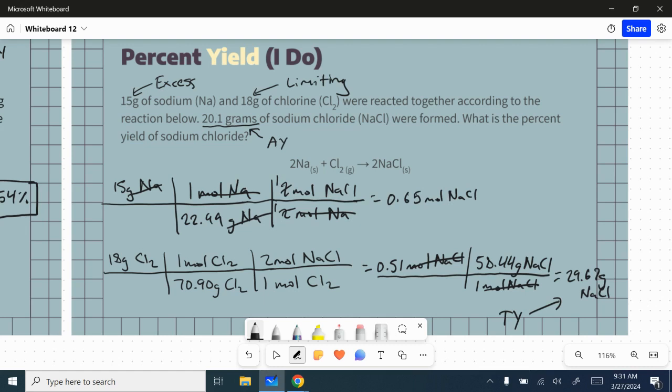So now I just need to plug these two numbers into my equation that I showed you before. Actual yield, 20.1 grams sodium chloride. That's from my problem. Theoretical yield, 29.67 grams sodium chloride, times 100. I plug that in, 20.1 divided by 29.67, I got 67.75%.